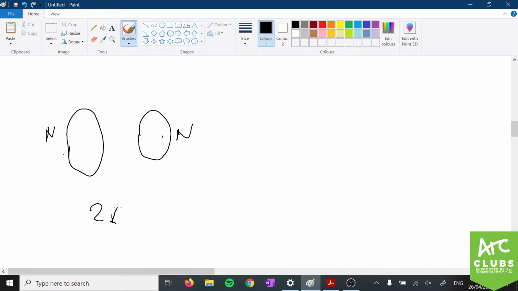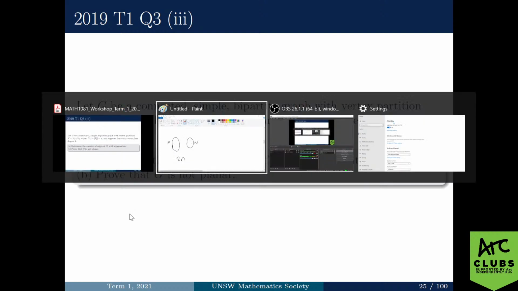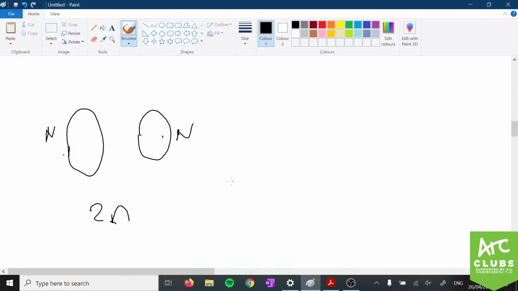There are 2n vertices. And the question also says, very conveniently, that every single vertex has degree 4. And so the vertex sum, the sum of degree of V for every V in V, is just the number of vertices times 4, because every single vertex has degree 4. So that's 2n times 4, which is 8n. That's the number of vertices.